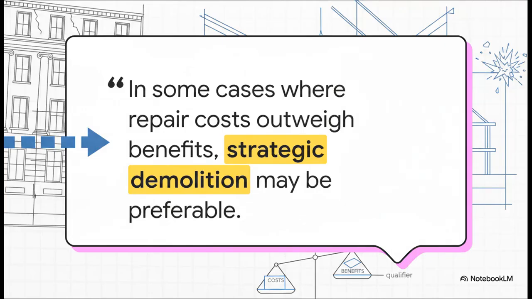And once again, the model forces us to be incredibly realistic. Look at the qualifier provided in the source material. In some cases where repair costs greatly outweigh benefits, strategic demolition may be preferable. In architecture, just as in logic, acknowledging opposing forces prevents the entire structure from collapsing. Because if you claim that literally every single historic building must be saved regardless of extreme repair costs, your argument becomes rigid. It becomes fragile. The qualifier is what makes it resilient.